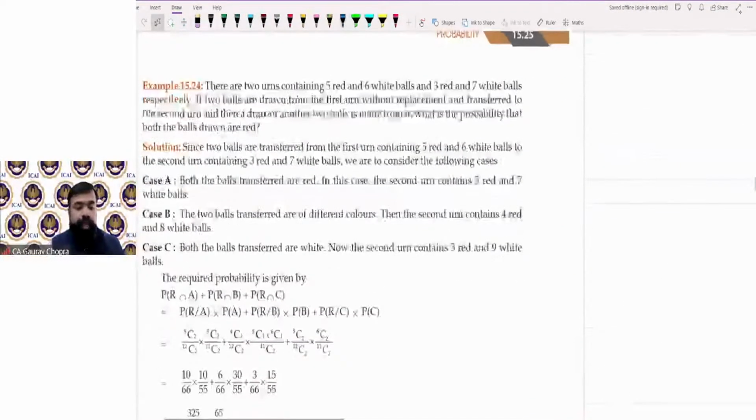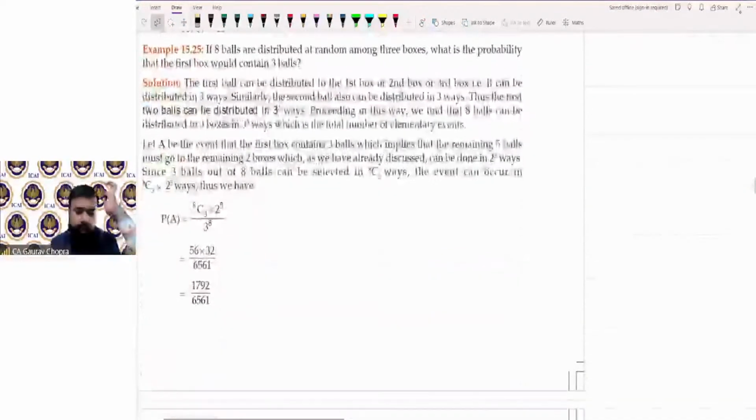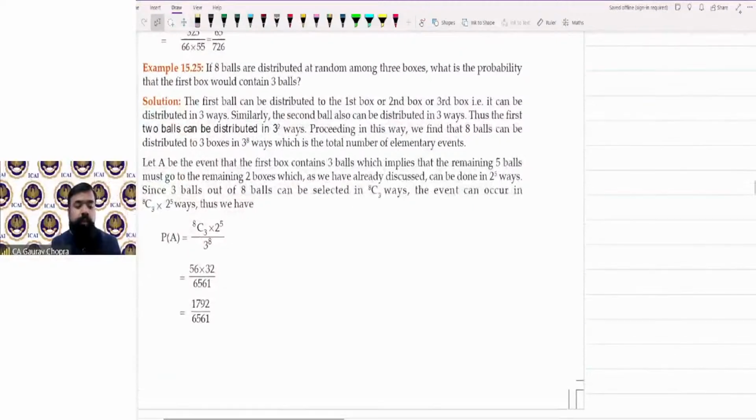Now the next one, 24. 24 is basically based on the 2 different terms. I think this can be done in a similar manner to what we have done. Then 25. Yeah, let's discuss 25 also.